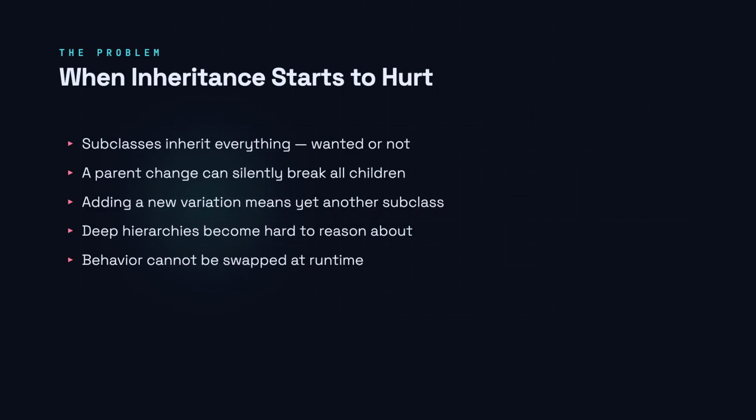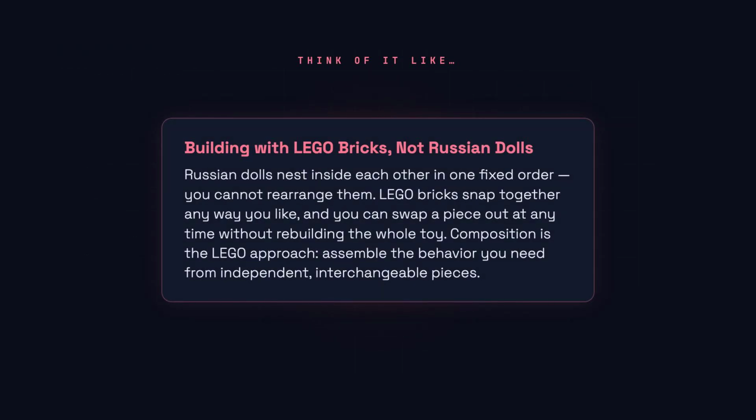Need a slightly different combination of behaviors? You end up adding more and more subclasses, and the hierarchy becomes a tree that nobody wants to touch. Think about Russian nesting dolls. Each doll is locked inside a specific larger one. The structure is rigid and predetermined.